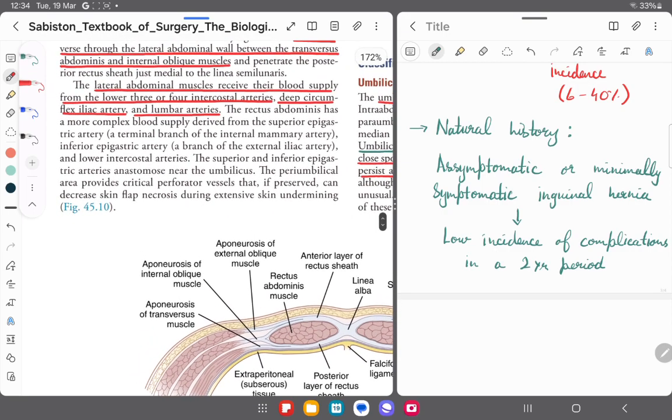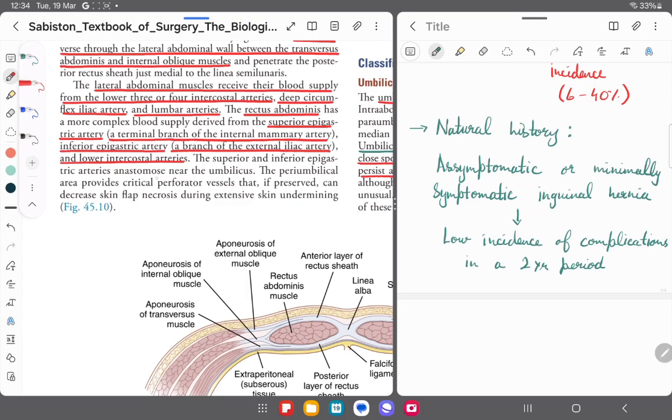The rectus abdominis has a more complex blood supply. It is supplied by the superior epigastric artery, which is a terminal branch of the internal mammary artery, and the inferior epigastric artery, which is a branch of the external iliac artery, and the lower intercostal arteries.